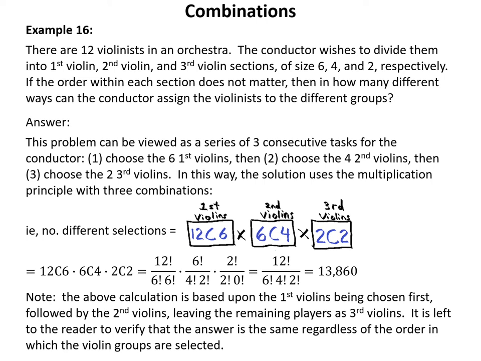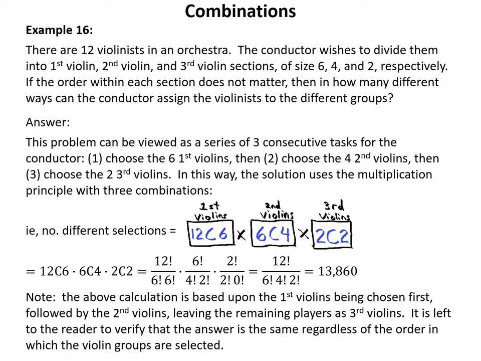So to figure out how we would answer this question, we can look at it as a series of three consecutive tasks that the conductor has to complete. So first, the conductor has to choose the 6 violinists out of the 12 to be in the first violin section, and then choose 4 for the second violin group, and then choose 2 for the third violin group. So we can use the multiplication principle, and it's illustrated here on the slide. We've got three boxes, and in each box we've got a calculation for the number of ways of doing each of those tasks.